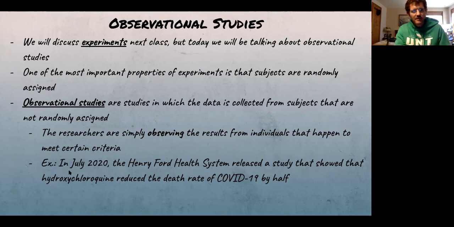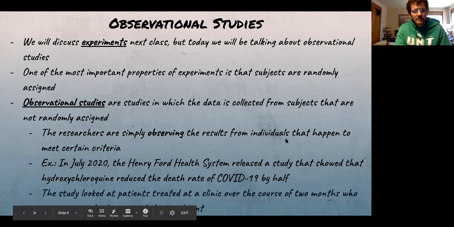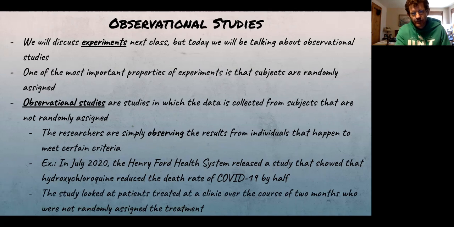We're going to come back to this example a few times, but in July 2020, the Henry Ford Health System released a study that showed that hydroxychloroquine reduced the death rates of COVID-19 by half. That was an observational study, and we're going to talk about it a little more on the next page. It looked at patients treated at a clinic over the course of 2 months who were not randomly assigned that treatment.